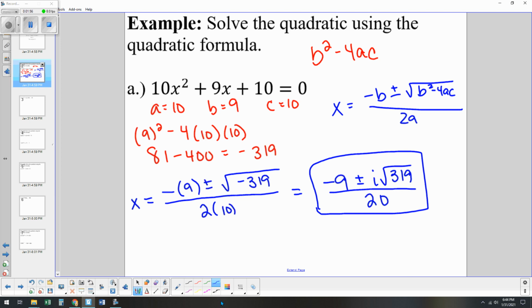There's nothing else to do. I'm not going to take the square root of 319. I can't simplify this any further. Nothing goes into 9, 1, and 20. So I'm done.